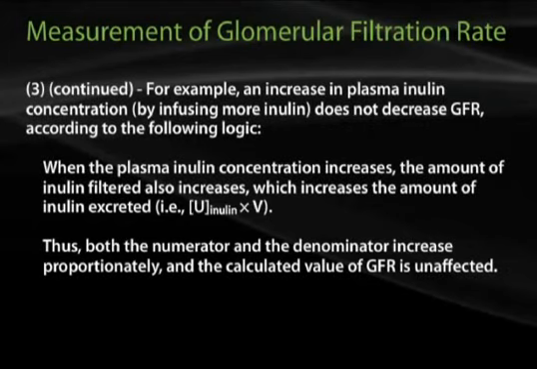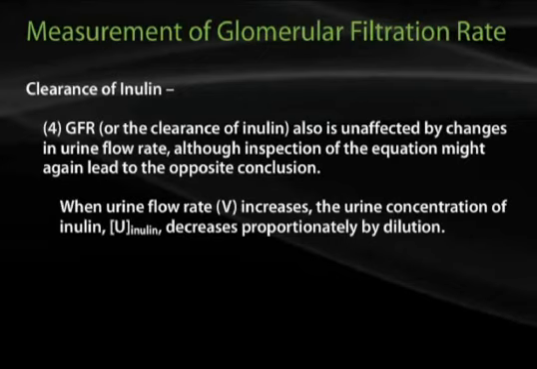For example, an increase in plasma inulin concentration by infusing more inulin does not decrease GFR, according to the following logic. When the plasma inulin concentration increases, the amount of inulin filtered also increases. This will increase the amount of inulin excreted. That is, the urine concentration of inulin will increase. The urine flow rate will remain constant, but the total inulin excretion will increase. Thus, both the numerator and the denominator increase proportionally, and the calculated value of GFR is unaffected.